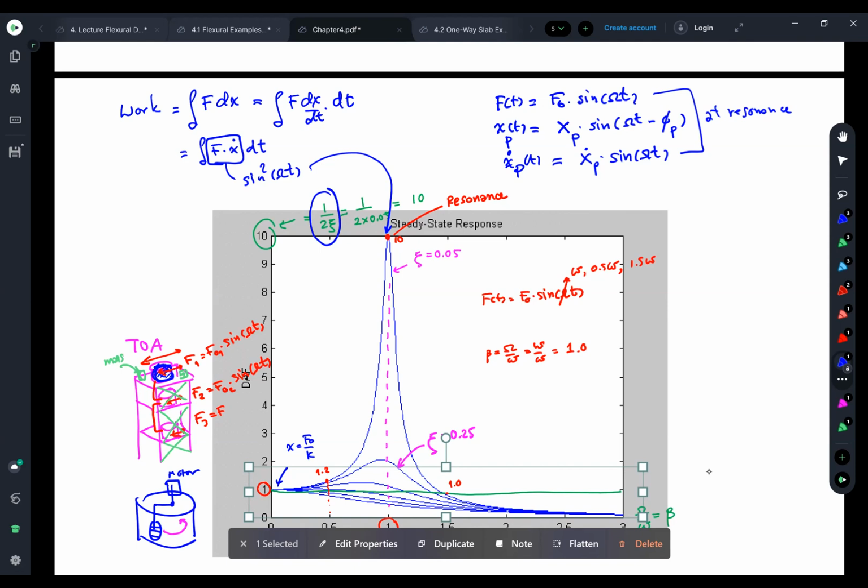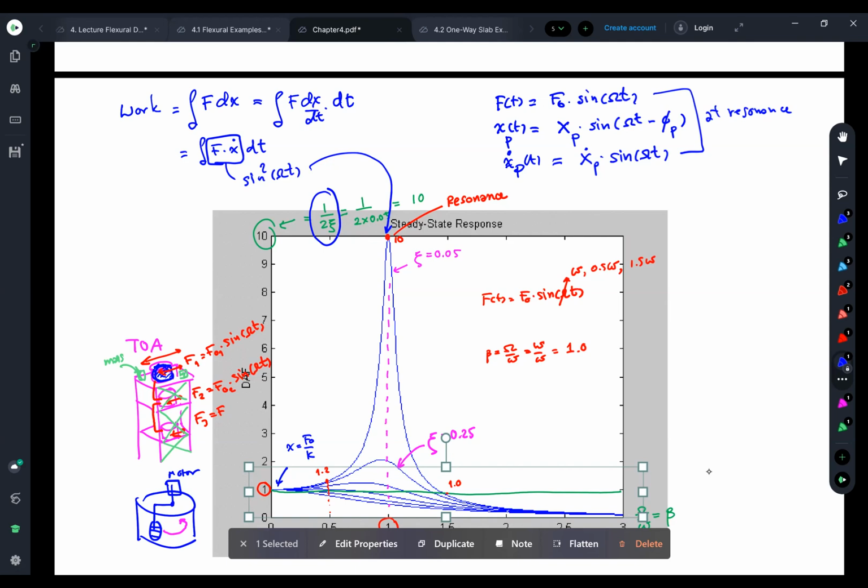At this point, one of you might have a question. Oh, if the explanation is like this, does it mean my system will go to infinity? The displacement will go to infinity? The answer is no. The system will not go to infinity. Why? The question is why?